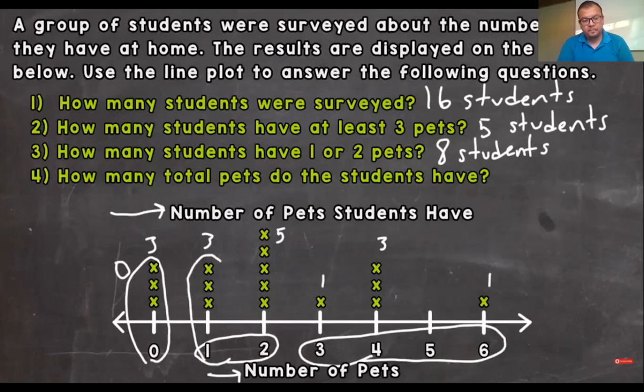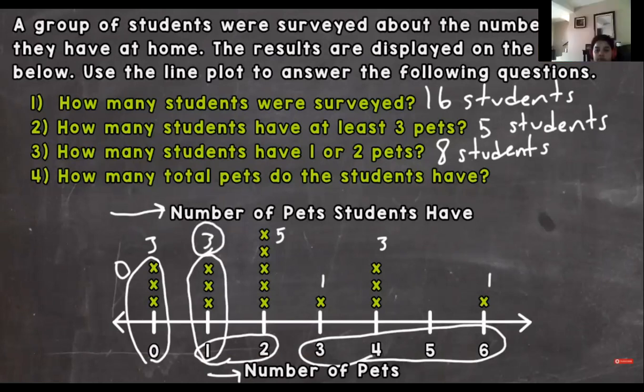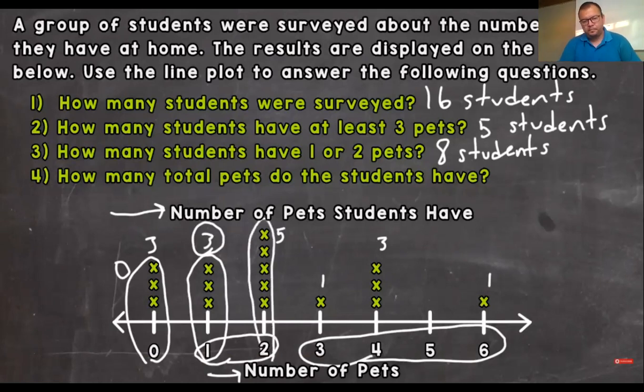Here, for one pet, we have 3 students that have 1 pet. So those X's represent a value of 1. I'm going to circle this 3 so we know that the value of that part of the graph is 3. Now 2 pets here. We have 5 students that have 2 pets at home.